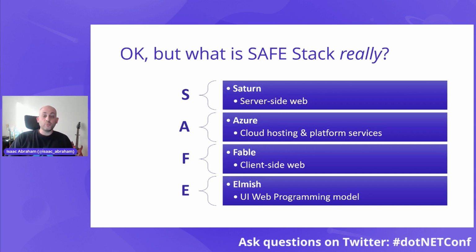And the A stands for Azure, which can, to be honest, be anything, but we recommend Azure as the platform services and how to host. We think it's a really good place for .NET. The F stands for Fable, which is a technology that compiles F# into JavaScript. So you can write F#, basically the standard F# that you saw Scott writing, but yet it will run in the browser.